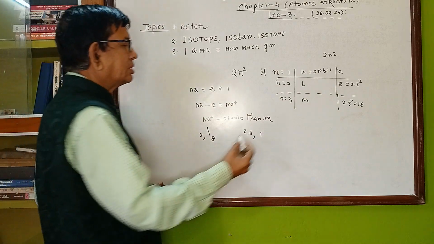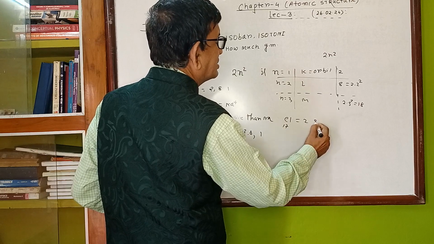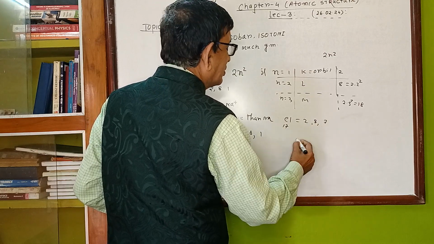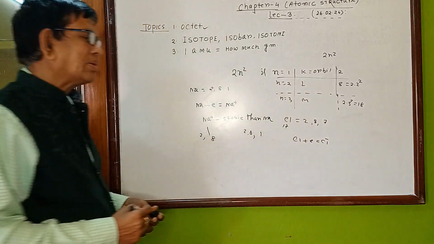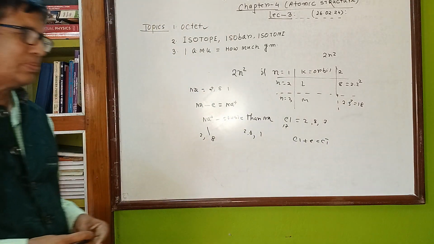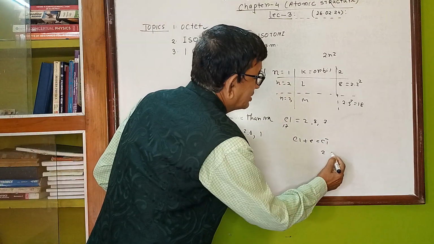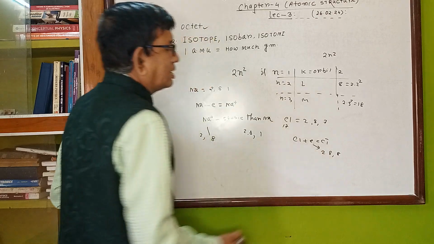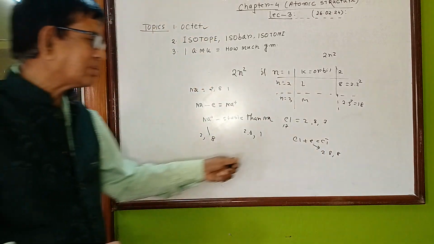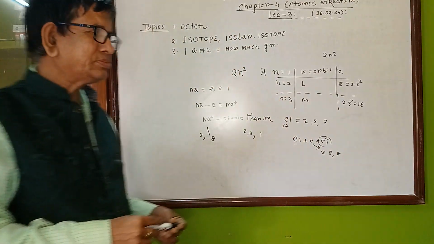Similarly, chlorine is 17, with configuration 2, 8, 7. If chlorine takes 1 electron, then the chloride ion will be more stable than the chlorine atom, because the chloride ion's electronic configuration will be 2, 8, 8. So the chloride ion is more stable than the chlorine atom.